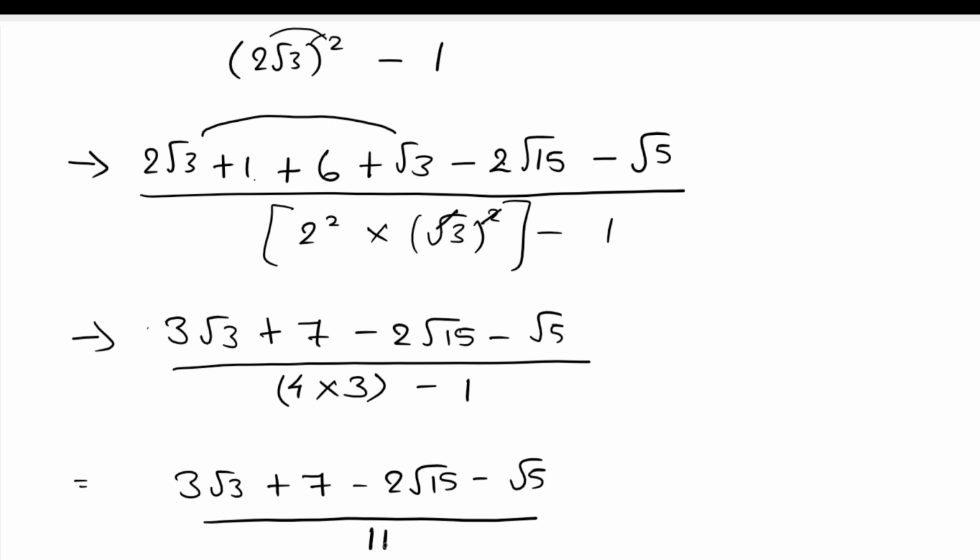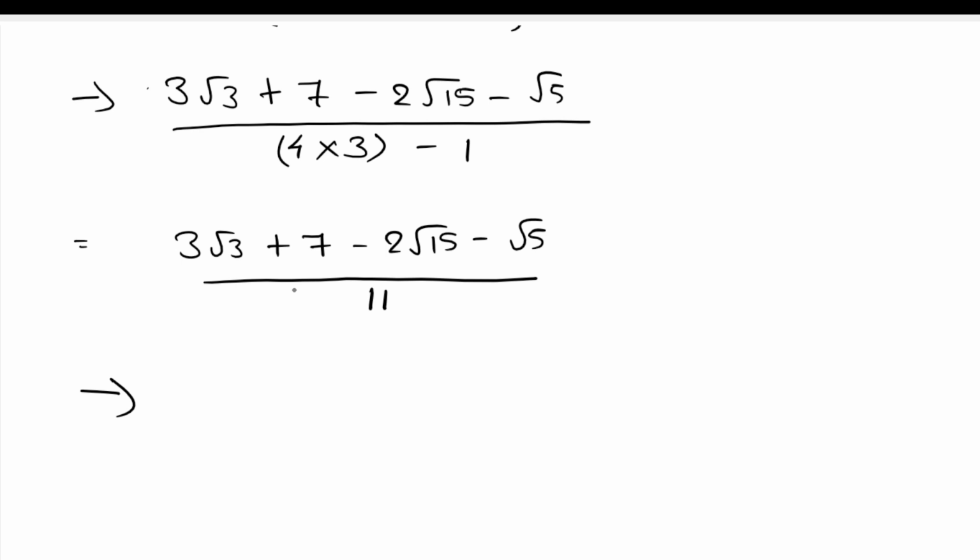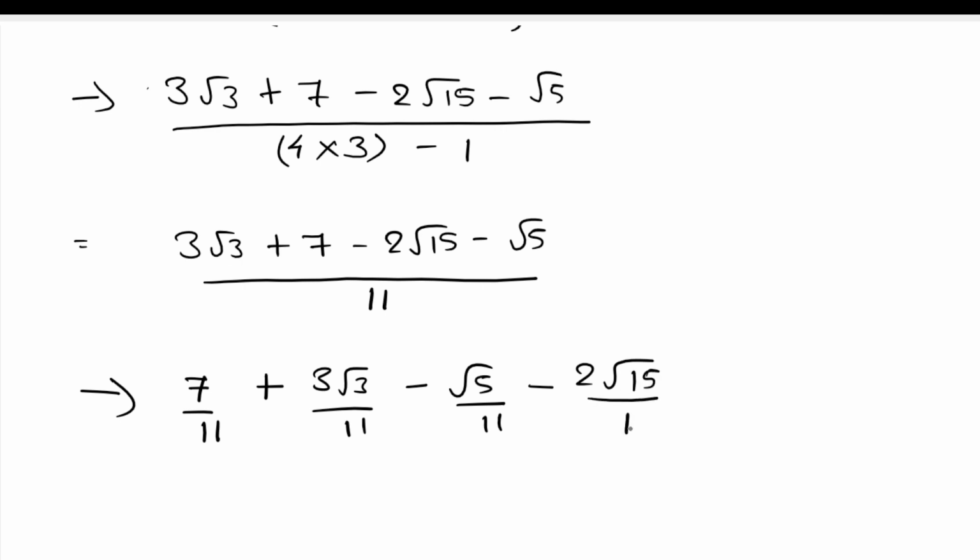This I'm writing in this order. So first I'm writing 7 by 11. Then I'm writing 3 root 3 by 11. Then I'm writing minus root 5 by 11 minus 2 root 15 by 11. Now if you see in the question they've asked P plus Q root 3 plus R root 5 plus S root 15.